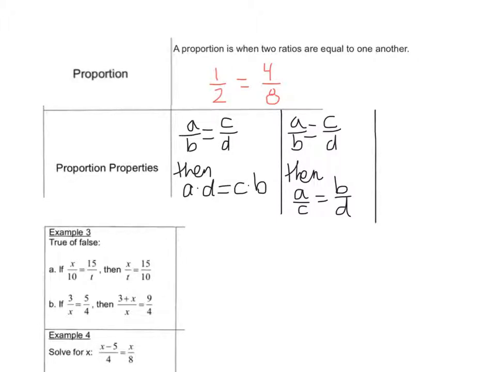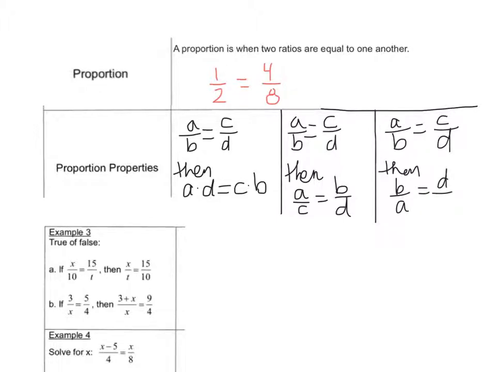One more property. Last one is if you have that same proportion, A over B equals C over D, then lastly you could say that B over A is equal to D over C. Here we're saying that if you reversed the numerators and the denominators, and you put the denominators in the place of the numerators and the numerators in the place of the denominators, those ratios would be equal also.